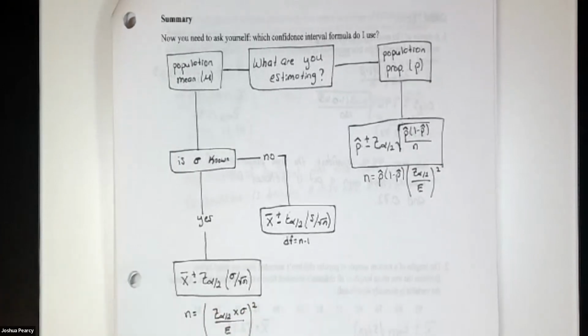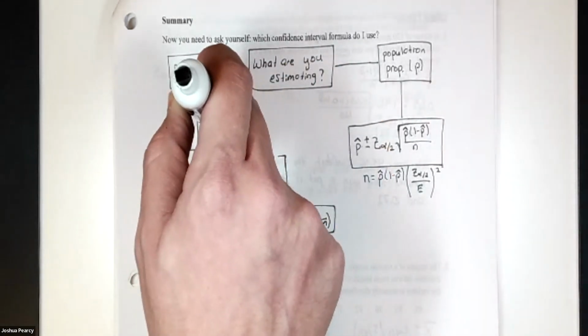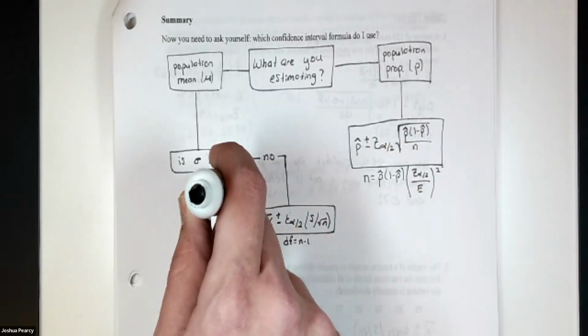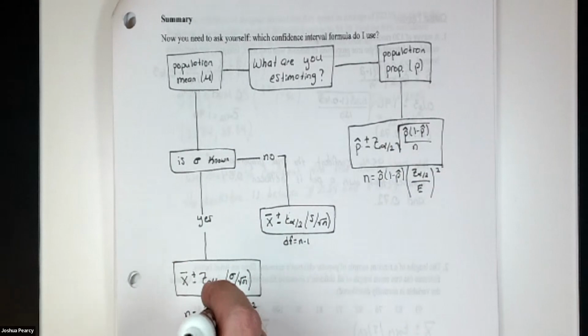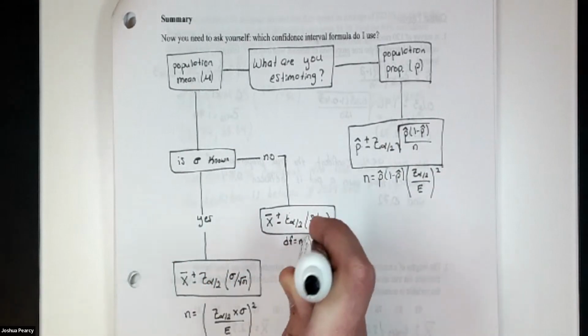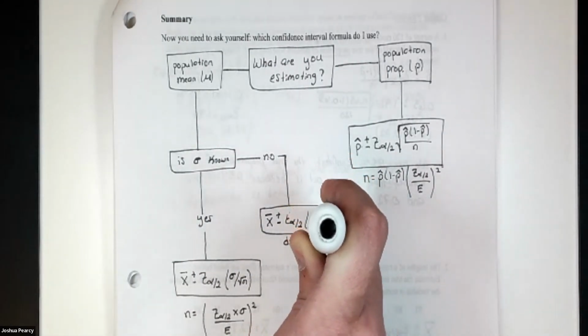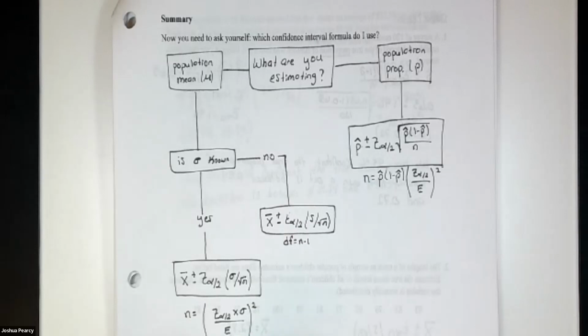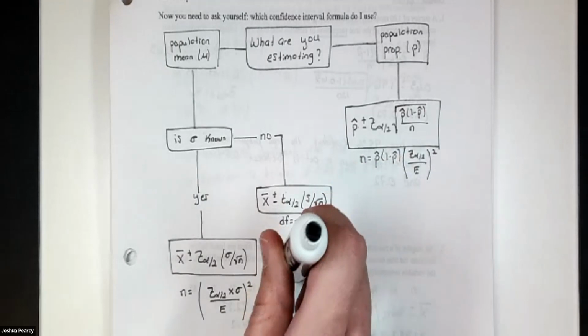Okay, so now you need to ask yourself, which confidence interval formula do I use? The first thing says, what are we estimating? If you're estimating the mean, then you ask yourself, do you know sigma? If you know sigma, then you use the critical z values and the population standard deviation. If you don't, you use the critical t values and the sample standard deviation. And then the approximate sample size needed is given here. And remember, the degrees of freedom is n-1.